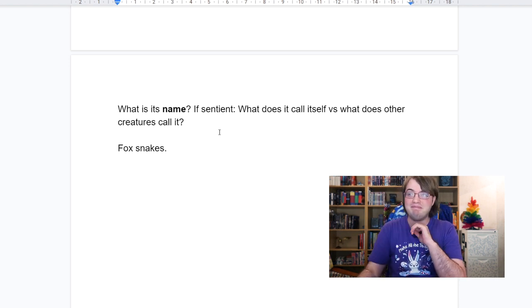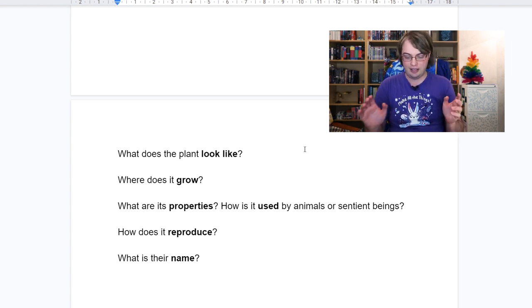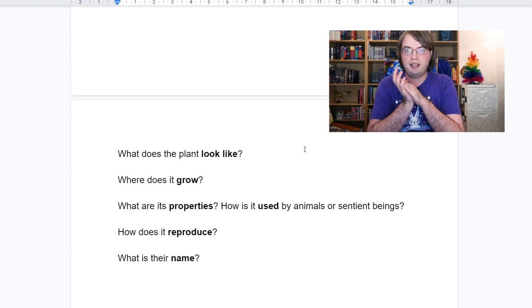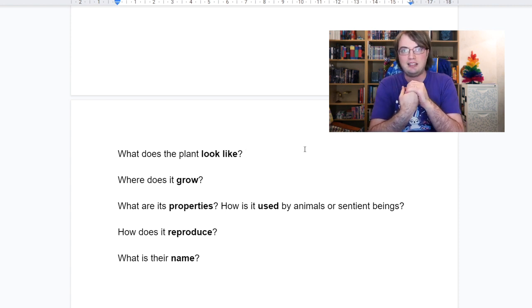Let's move on. We are moving on to plants, and as you can see here, the plants have sort of the same kind of questions as creatures, but a little different. And I don't normally make plants. Whenever I do, I use basically these questions, but normally I don't. Normally I try to use plants that exist in our world.